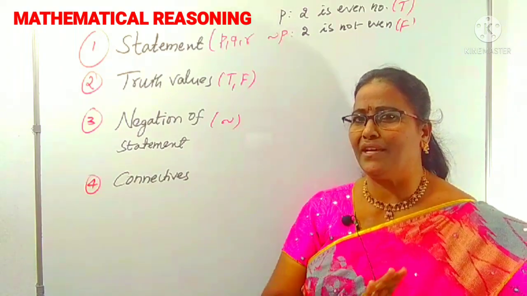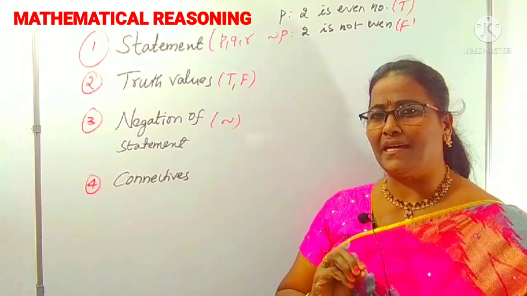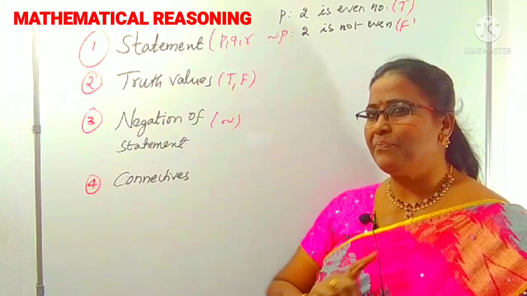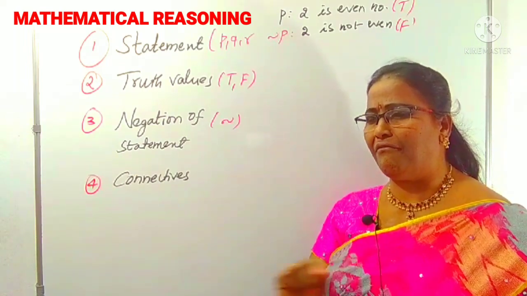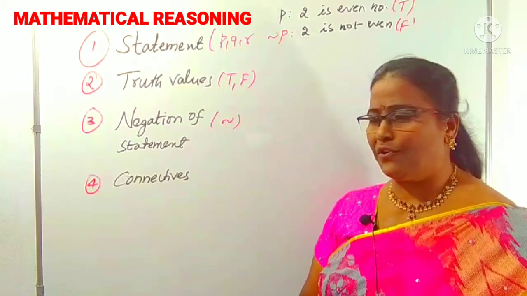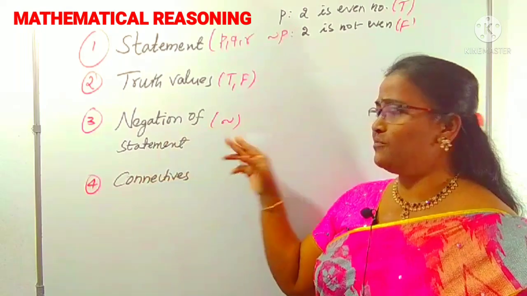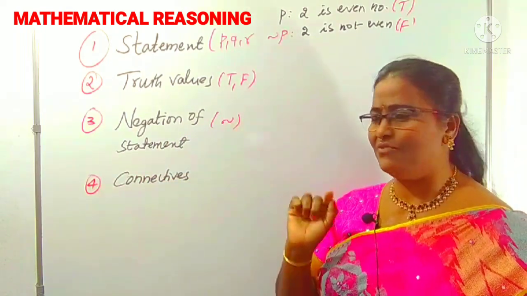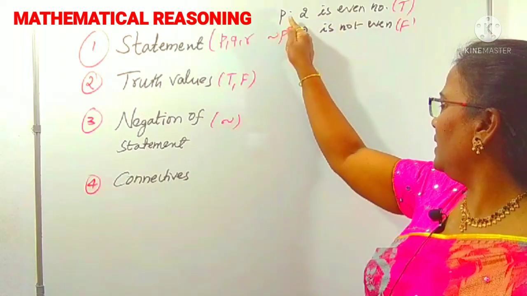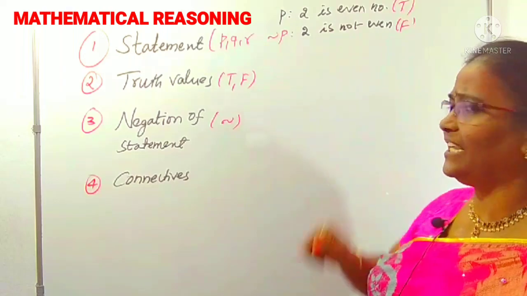It is a very simple, easy way to learn. You just have to know the basic points in this concept. Then I will prepare a tabular form, from which you can get every point. We'll see it one by one. So, negation means the opposite of a statement. This is the example: P is '2 is an even number', and negation P means '2 is not an even number'.